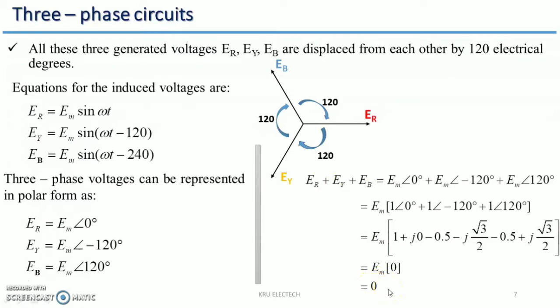In the case of single phase, for the whole cycle the resultant voltage is also 0, but the RMS is not 0. So this is the average voltage. Here the vector sum of all three voltages is 0.